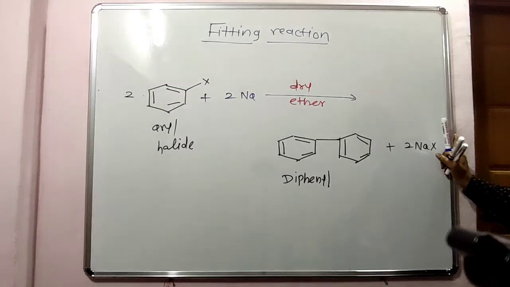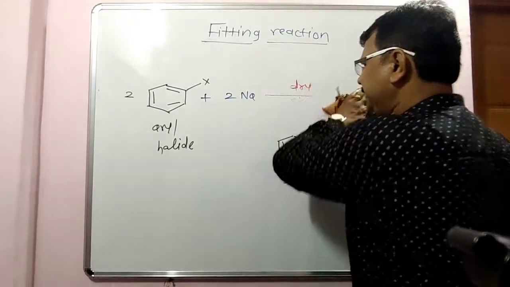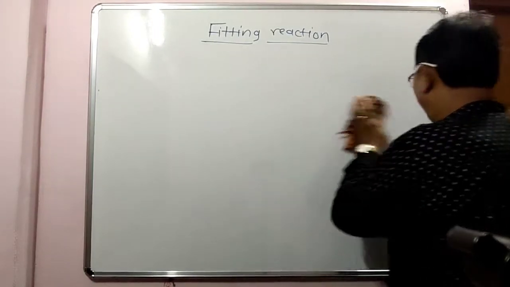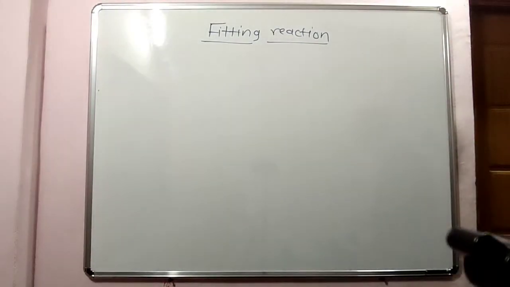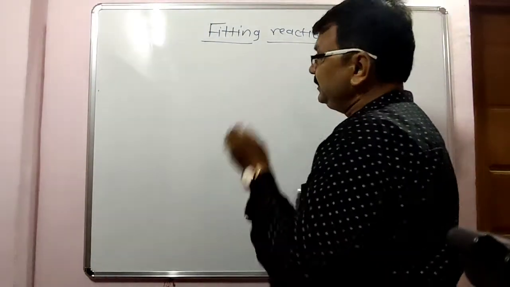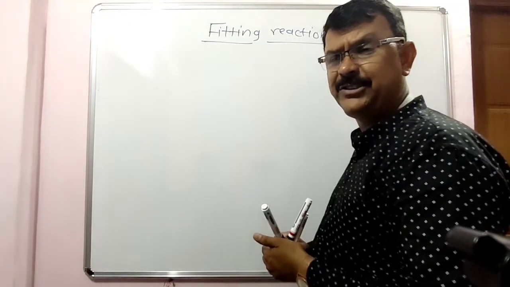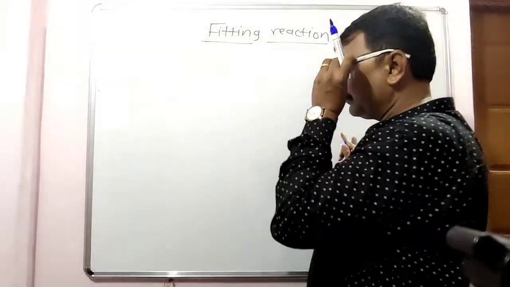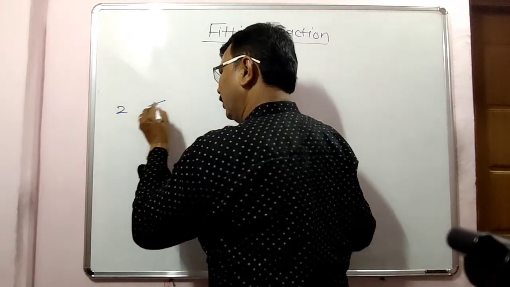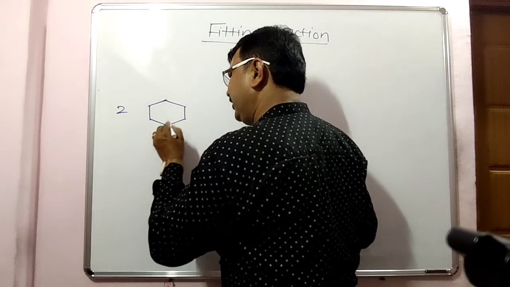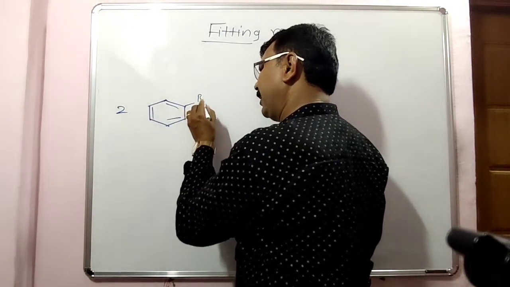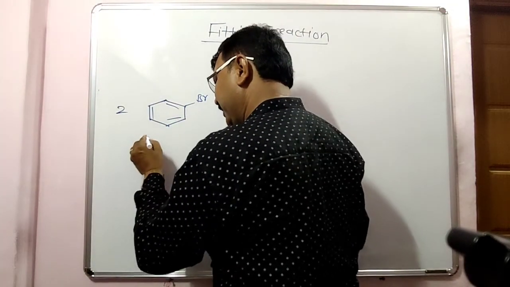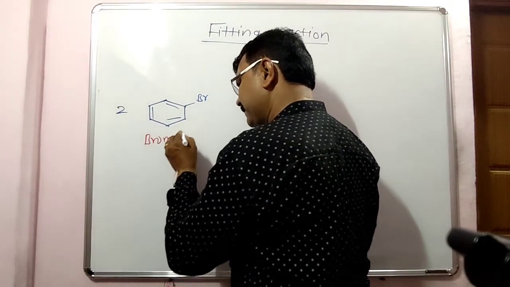Simple. Next point. What is the action of sodium metal on bromobenzene? Look here, what is this? Bromobenzene. Name of the compound: bromobenzene.